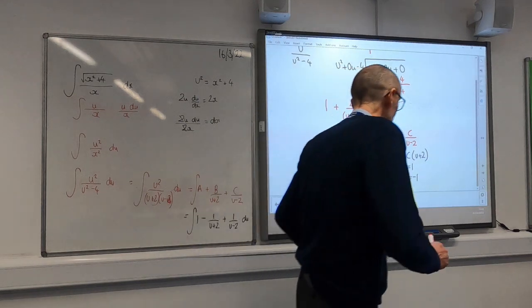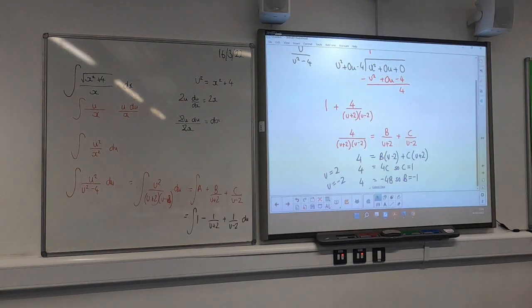So you just get one term which is u and then 2 log terms. See if you can write them as a single log.